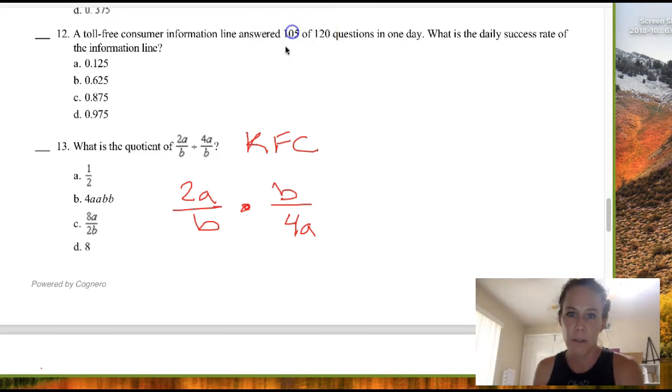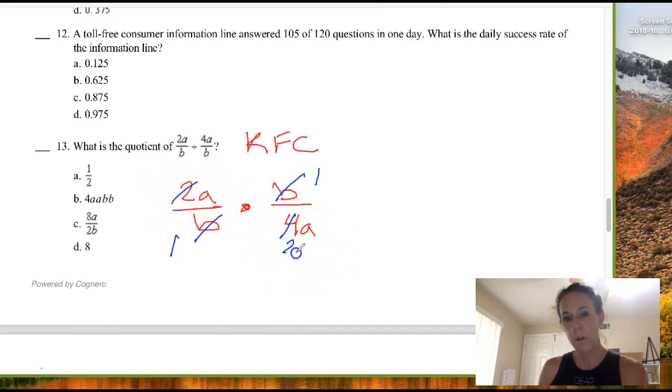Now, when I multiply, I can cross cancel. That makes this awfully easy. The b's are going to cancel. B divides into itself and leaves 1. B divides into itself and leaves 1. And then I can cross cancel over here. 2 divides into 4 two times. 2 divides into itself once. A divides into itself once, and A divides into itself once. So I can divide those out.